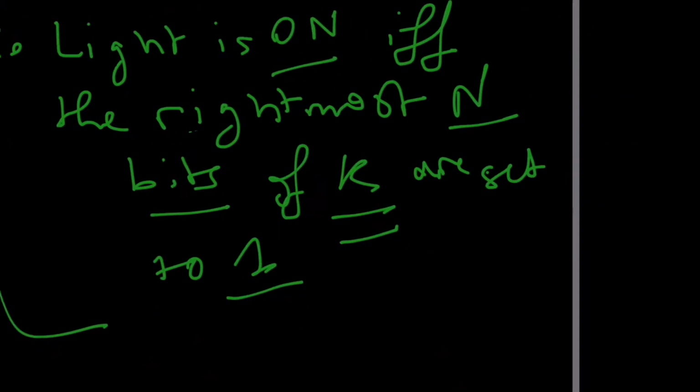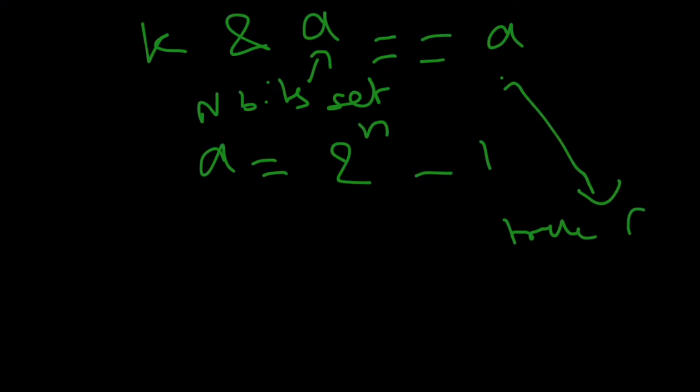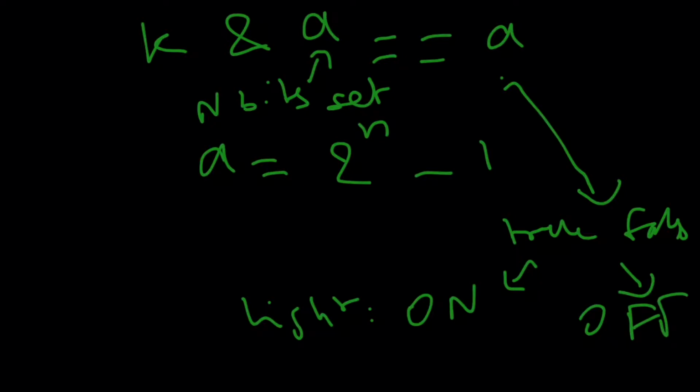And so how can we calculate this a? In order to get these ones, n bits, we can just make a to be 2 to the power of n minus 1. And so we need only to check if k AND a is equal to a. That means the light is on. If not, that means the light is off. So this can be true or false: if it's true, the light is on, and if it's false, that means the light is off.